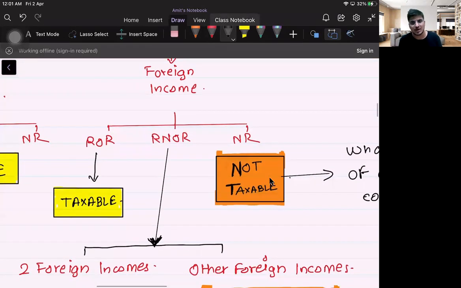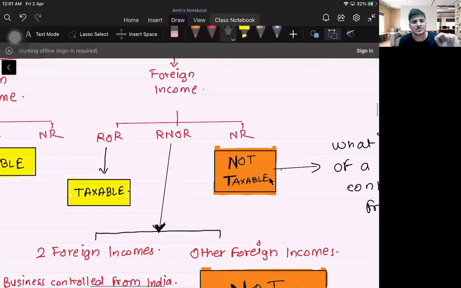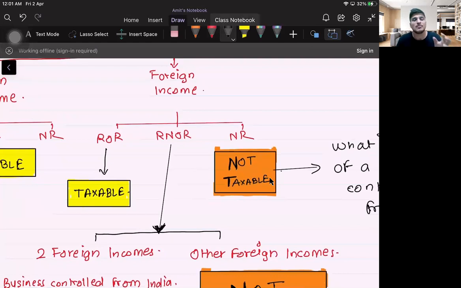That means, for RNOR, there are certain foreign incomes which are taxable for RNOR, but certain incomes which are not taxable. So, sir, what is this? Foreign income for RNOR, only two types of foreign incomes are taxable. Everything else is not taxable. Only two things will be taxable, and that income should be your foreign income.